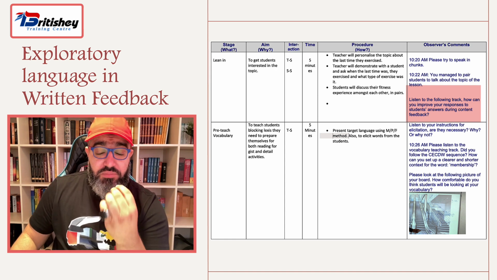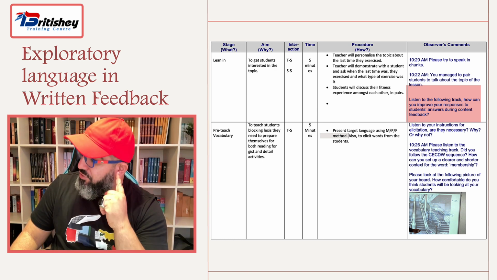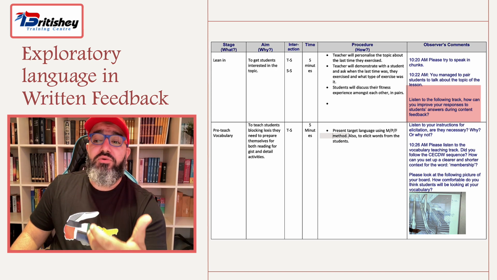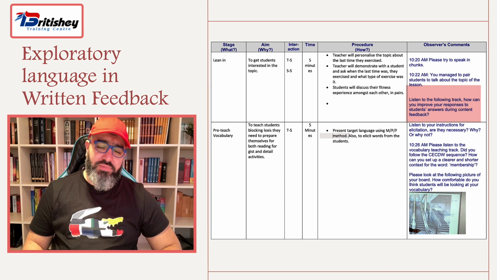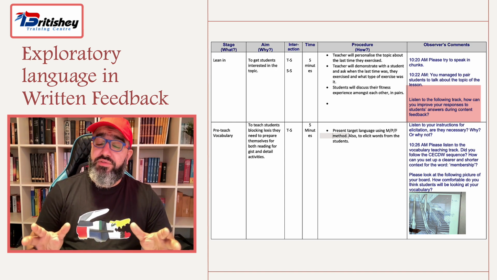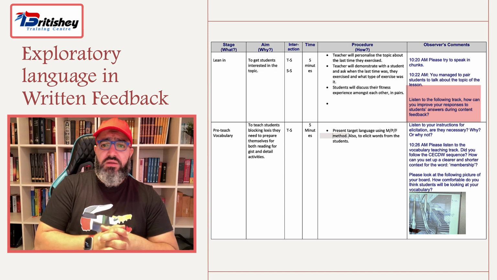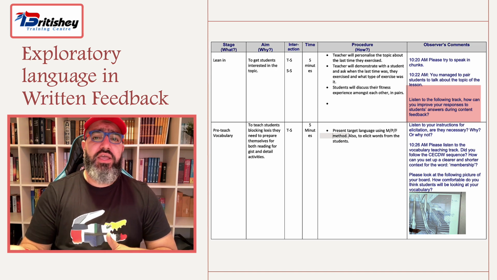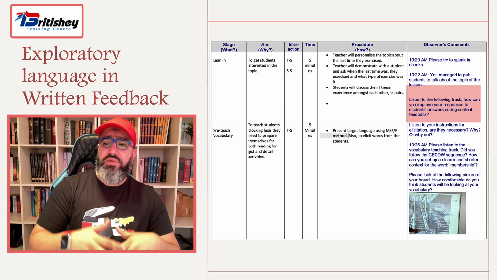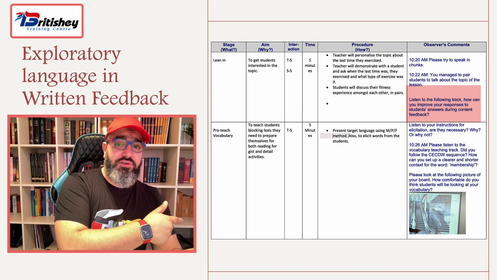So now, read my question one more time, and see my exploratory language. Listen to the following track. I want you to listen. How can you improve your responses to students' answers during content feedback? I was trying to get him to notice that he was not showing students genuine interest in their answers. Like he would ask someone, where would you like to stay? And then he says, in a house, not a flat. And then he wouldn't ask a follow-up question. He would just move to the other candidate.